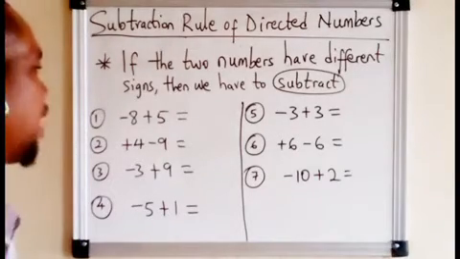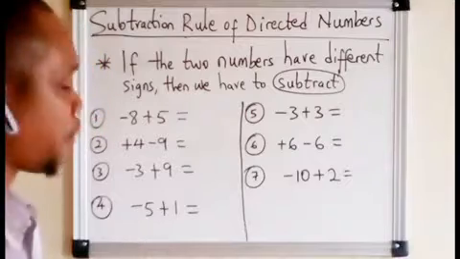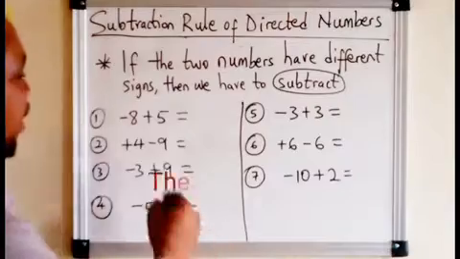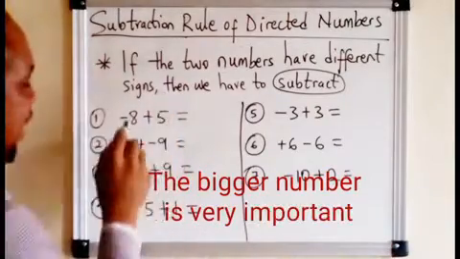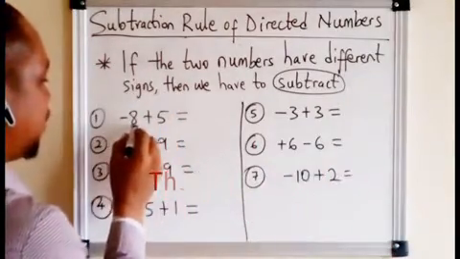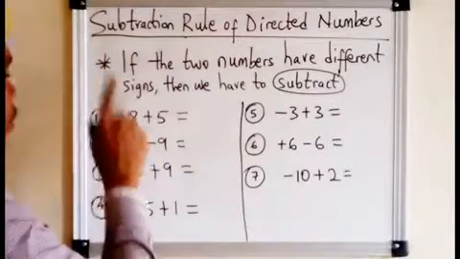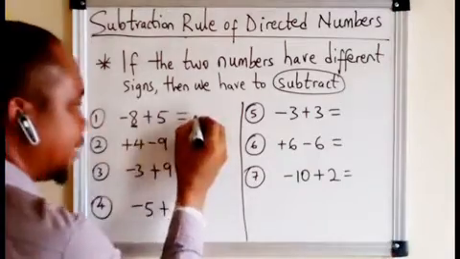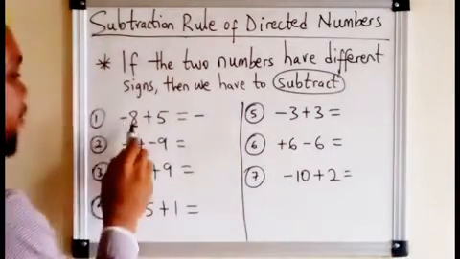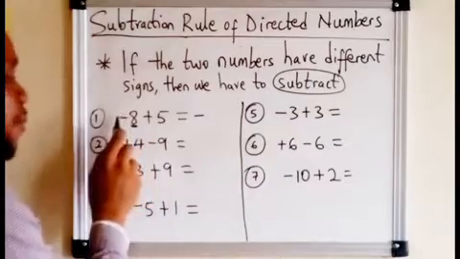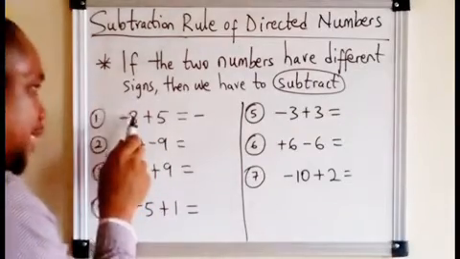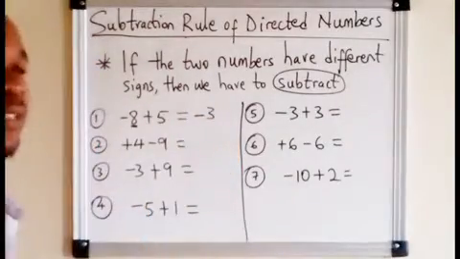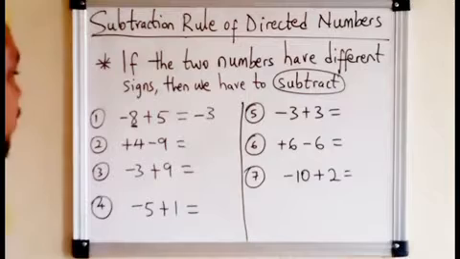But first, before we subtract, there is something we must do. We have to identify the bigger number. 8 and 5. 8 is bigger than 5. So this is the bigger number. Since this is the bigger number, we are going to select the sign of the bigger number and write it here. After having chosen the sign of the bigger number, we now use the bigger number and subtract the smaller number. 8 minus 5 is 3. So our answer becomes minus 3.